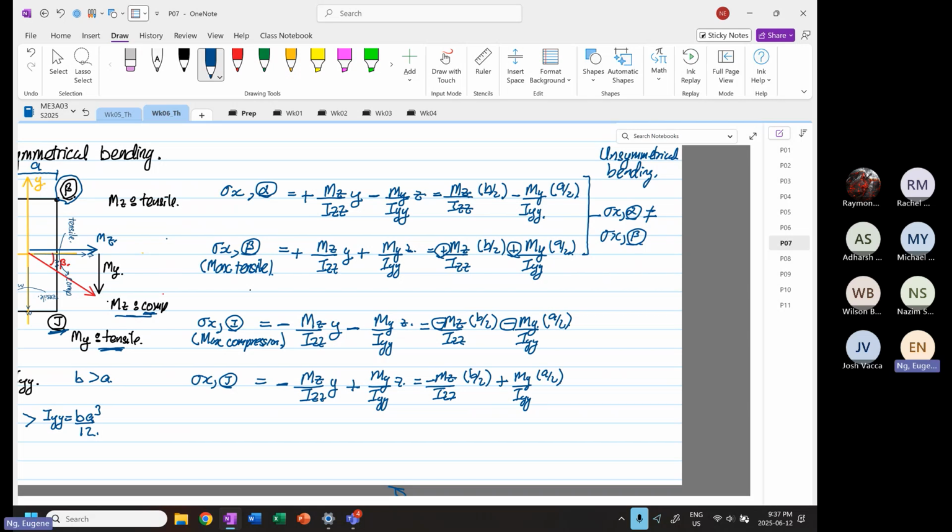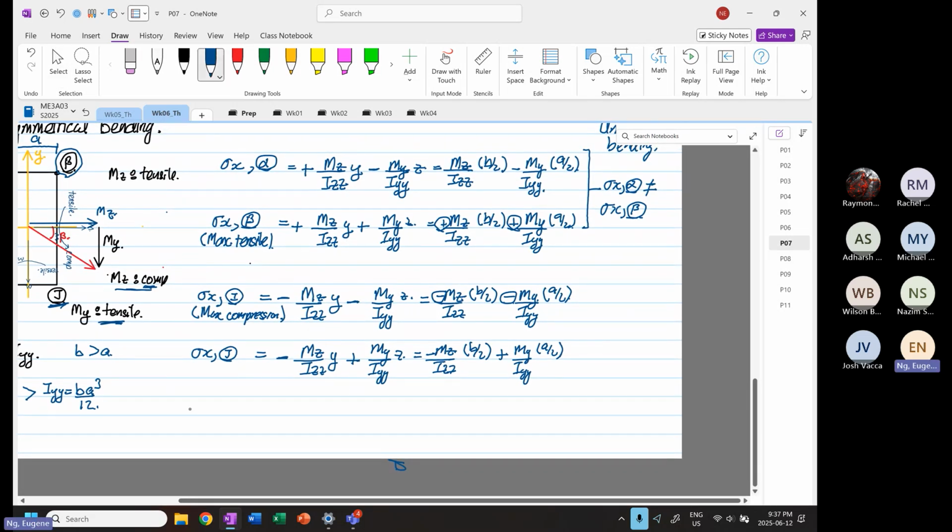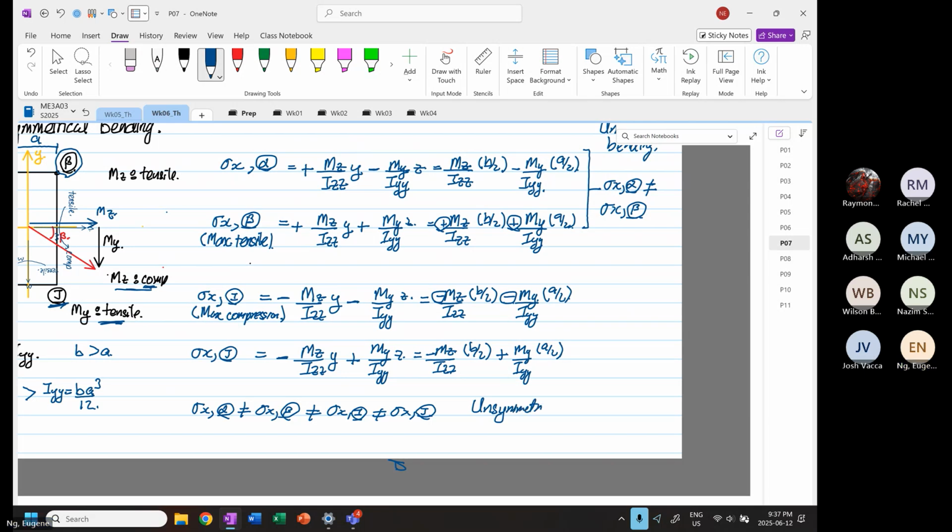So if you look at all of them, right, we can make this conclusion. For this case, stress x at alpha will not be equal to stress x at point beta, will not be equal to stress x at point I, and will not be equal to stress x at point J. This is the condition of unsymmetrical bending. Are we clear? This is really, really important. Okay, you have to understand this concept.